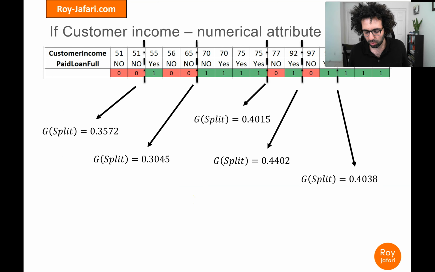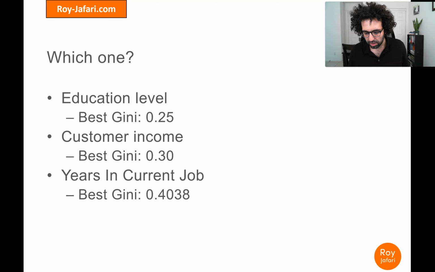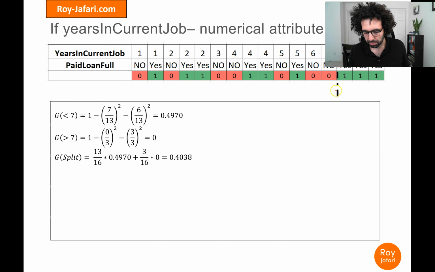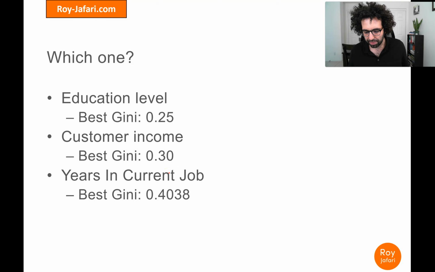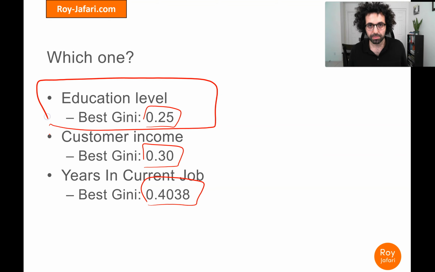I mean, we are just doing the experimentation here. And we do the same. So out of all of this, this is the best one. And we do the same thing for the years in current job. And this is the best one actually. I haven't shown this here, but this is also sorted by years in current job, and this is the best one for that one. And then eventually, do you remember for education level it was this one, for customer income was this one, and the Gini index for years in current job was this one. Therefore, because this leads to the least impurity or highest purity, this is the one we choose, right?